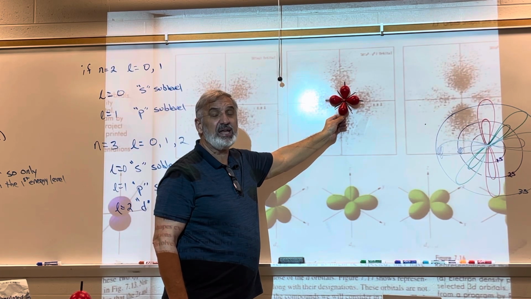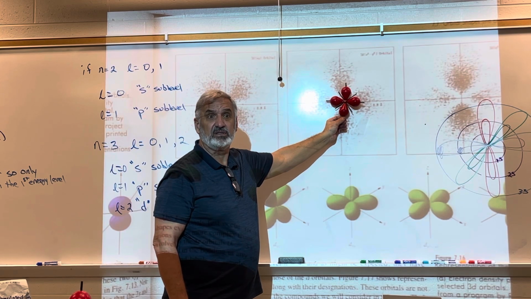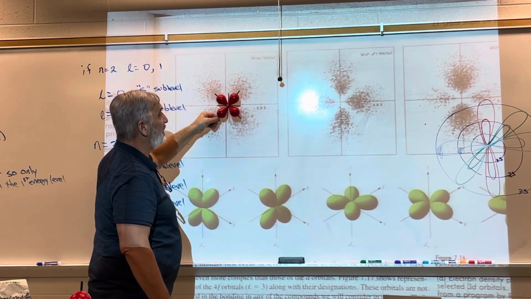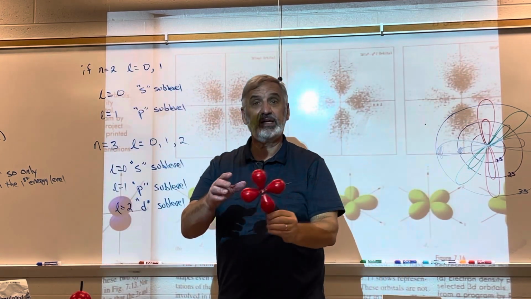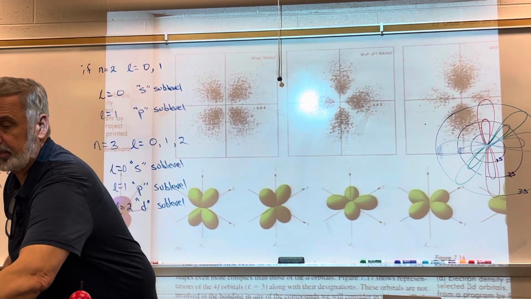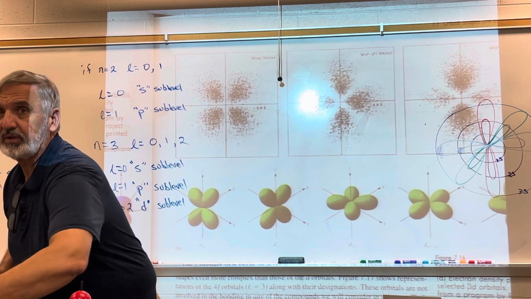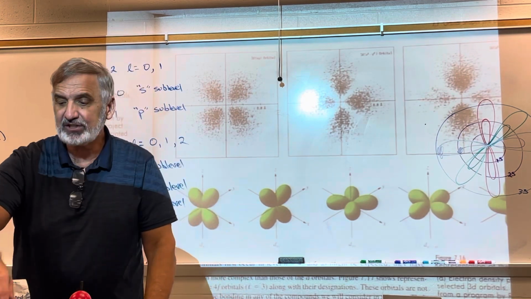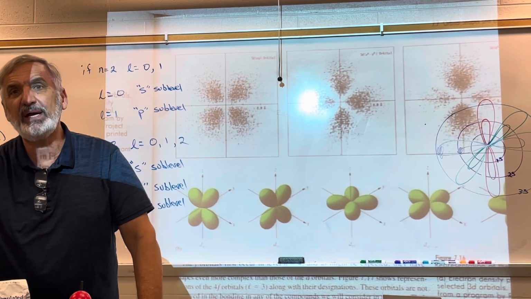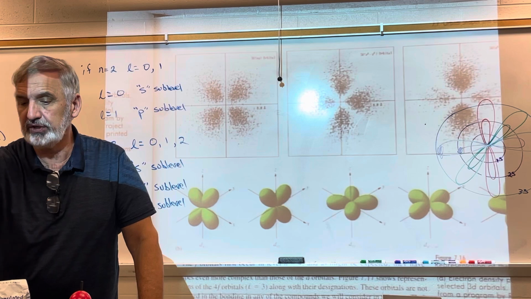When's the first value of n that L can equal 2? 3. So they're only on the third energy level and above. Okay? So all these different shapes, there's all the different orientations in space. Again, there's 5 different ways they can orient, but they're all equal energy. 5 d orbitals. But how many electrons can be in any orbital? 2. So even though these are bigger, still only 2, 2, 2, 2, and 2.